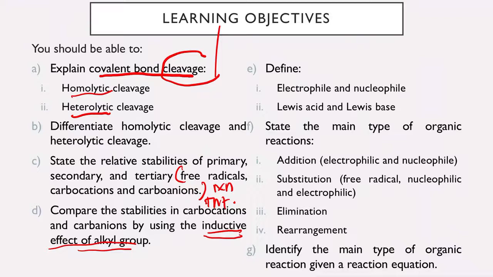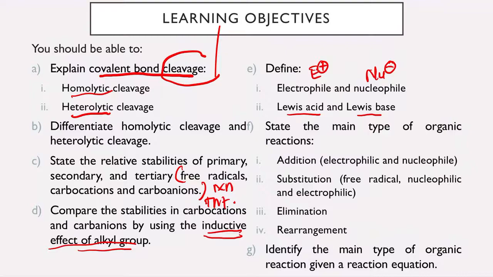Okay, and then you're going to define electrophile and nucleophile. So what are they? What are the examples of these two species? And then you will also define Lewis acid and Lewis base. These you already learned in chapter 6, I think. Chapter 7, acid base. Alright. So basically Lewis acid is just electron acceptor. Lewis base is electron donor.